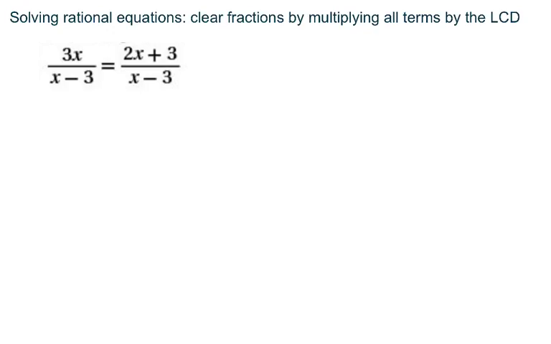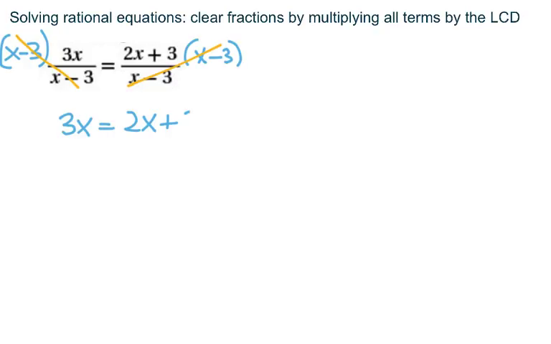Okay, we're going to solve this rational equation by clearing fractions by multiplying all terms by the least common denominator. So the least common denominator here, or least common multiple, is x minus 3. So I'm going to multiply both sides by x minus 3, and what that does is it makes my denominators cancel out. I end up with 3x equals 2x plus 3. I subtract 2x from both sides. I have x equals 3.